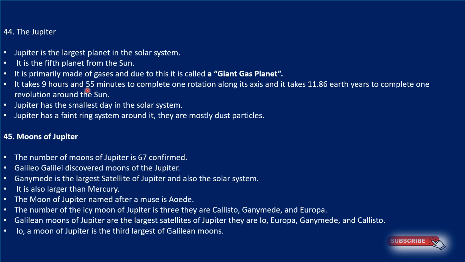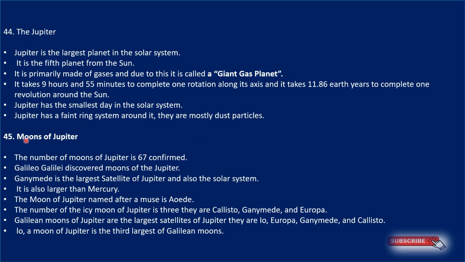See, smallest day in the sense its rotation is 9 hours and 55 minutes. Very fast it rotates. Okay. Only it takes 9 hours and 55 minutes, that is nearly approximately 10 hours. 10 hours only it takes to rotate. So Jupiter has the smallest day in the solar system. Jupiter has a faint ring system around it. They are mostly dust particles.